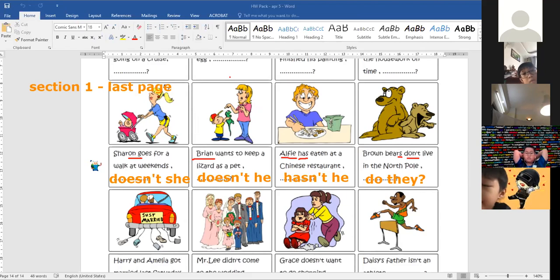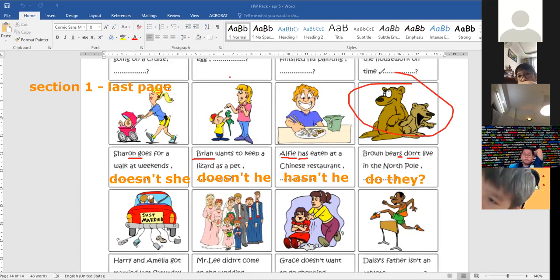And once again, kids, we just use question tags when we're trying to check our information. Like for example, in this last sentence, we're pretty sure that there are no brown bears in the North Pole. Brown bears don't live in the North Pole, do they? All right, let's keep going.